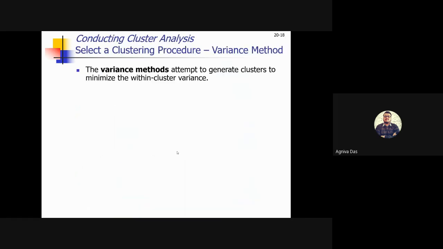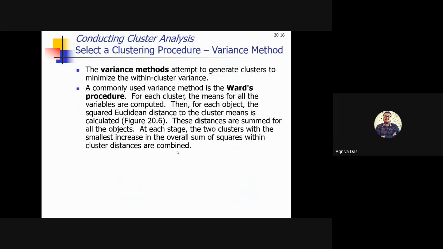Now, the variance methods attempt to generate clusters to minimize the within-cluster variance, right? One of those methods is called Ward's procedure. For each cluster, the means for all the variables are computed, and then for each object, the squared Euclidean distance to the cluster means is calculated, and then these distances are summed for all the objects. So at each stage, the two clusters with the smallest increase in the overall sum of squares within the cluster distances are combined.